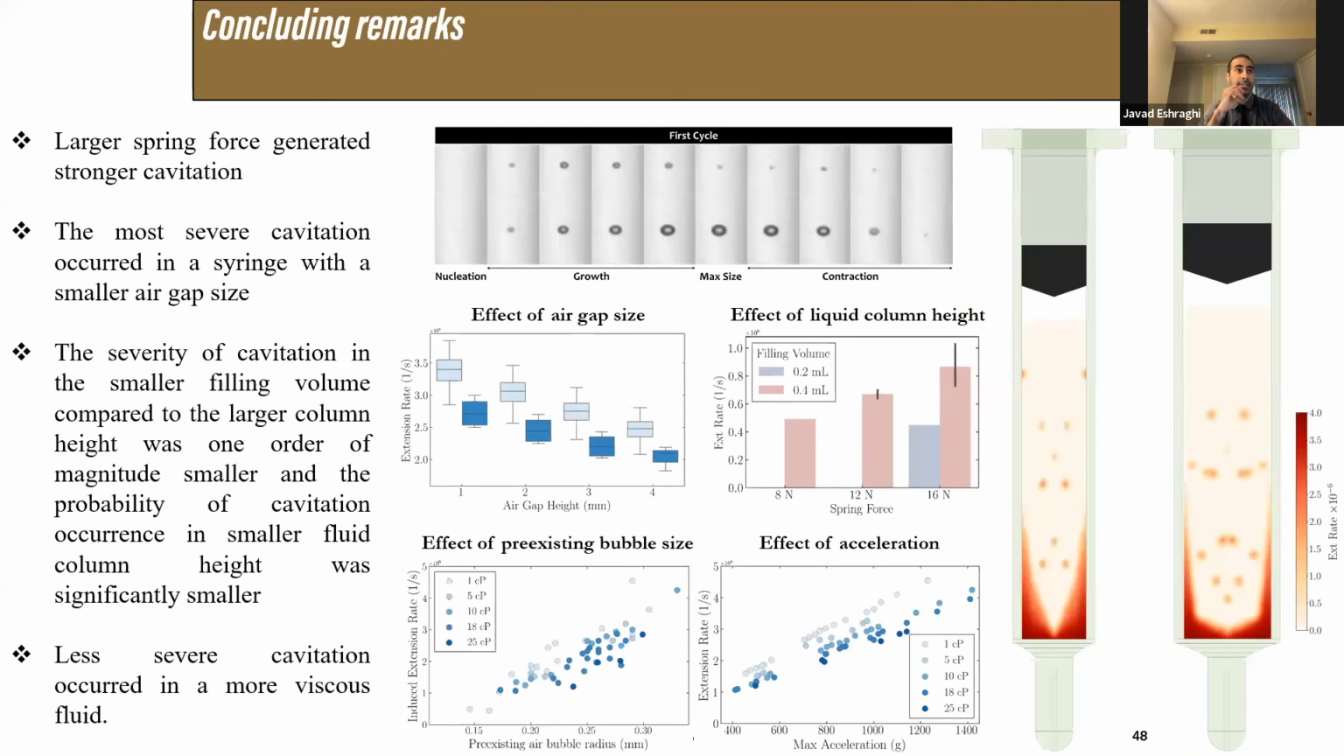So in this section, we evaluated the strength of cavitation in autoinjectors to make sure that the drug and container remained unharmed, and found out that the larger spring force generated a stronger cavitation. The most severe cavitation occurred in a syringe with a smaller air gap size. The severity of cavitation in the smaller filling volume compared to the larger column height was 1 order of magnitude smaller, and the probability of cavitation occurrence in a smaller fluid column height was significantly smaller. And lastly, less severe cavitation occurred in a more viscous fluid.